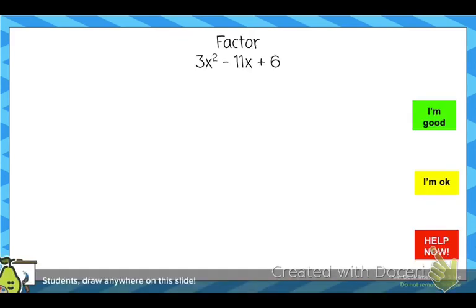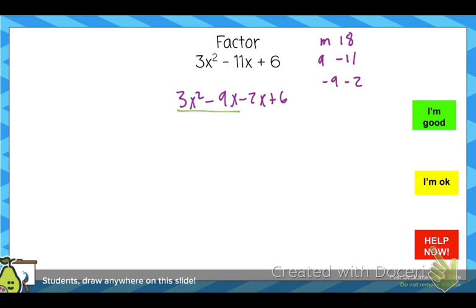All right, so that's just an extra example we did in class, but we'll just go ahead and do that one real quick. So we're looking for numbers that multiply to 18 and add to -11. So those would be -9 and -2. So I'm going to split up the middle into those two numbers. I'm going to do my grouping.